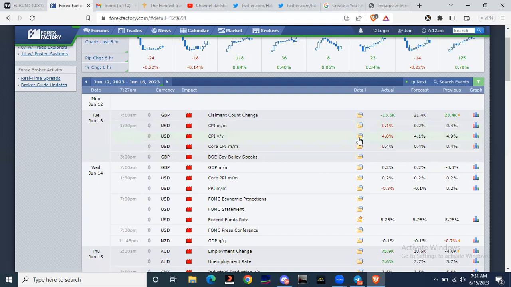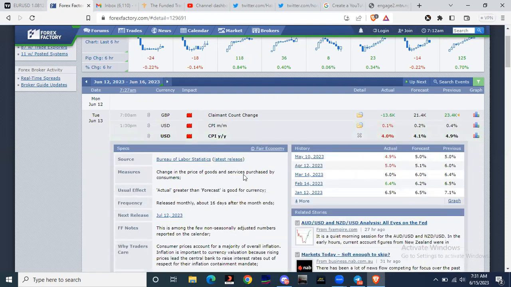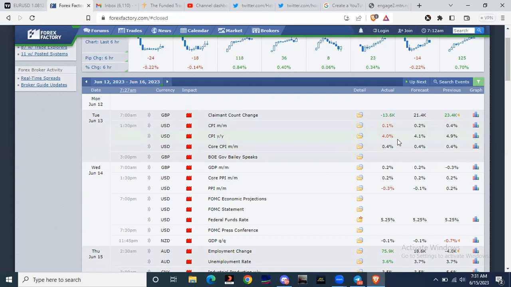So if you open this up and read, you see that change in the price of goods and services purchased by consumers, actual greater than forecast is good for currency. So if the inflation rate is high, you will see DXY, the dollar strength index, going to buy. That's the impact on the market, because market participants will anticipate that since inflation is still on the high side, the Feds are going to increase interest rates. And if Feds are increasing interest rates, that is what the dollar loves. The dollar will be buying. The dollar will be gaining strength.